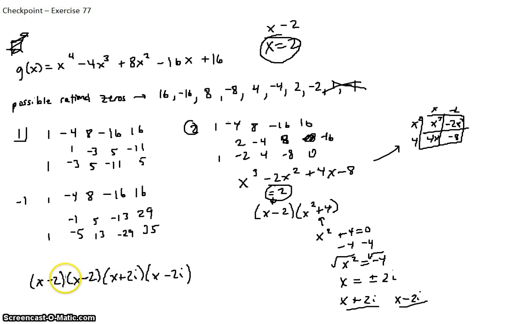And again, this is a product of linear factors. So my solutions are 2, 2, minus 2i, and plus 2i. This one has a multiplicity of 2 though, because it was repeated.